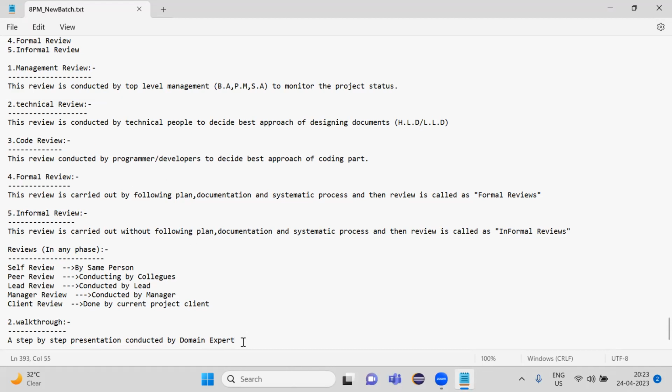Static testing is divided into two types. One is reviews and the second one is walkthroughs. How many reviews are there? We have five types of reviews: management review, technical review, code review, formal review, and informal review. The second one is the walkthroughs. What is meant by a walkthrough? A step-by-step presentation which is conducted by the domain expert.